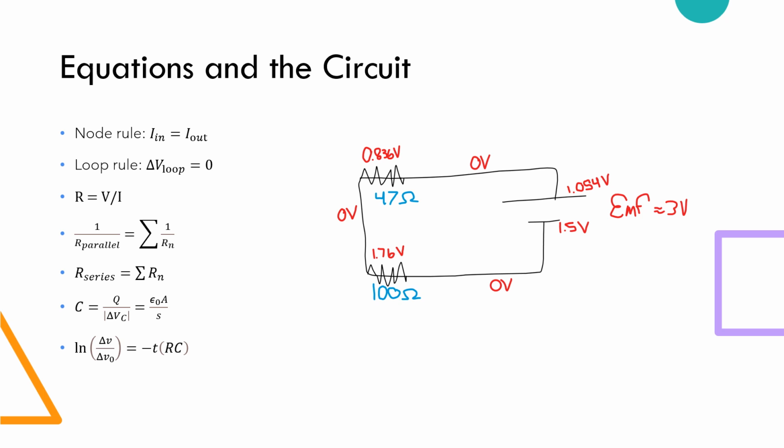Here's a picture of our circuit, and here are some of our equations. We have our node rule, where considering that we are completely in series, all the way around the current is going to be equal. We also have the loop rule, so the potential difference going from one point in the loop all the way back around will be 0. We also have equations to find our resistance and the capacitance as well.